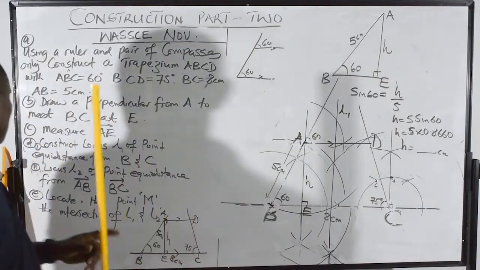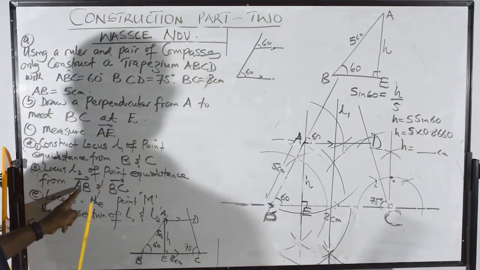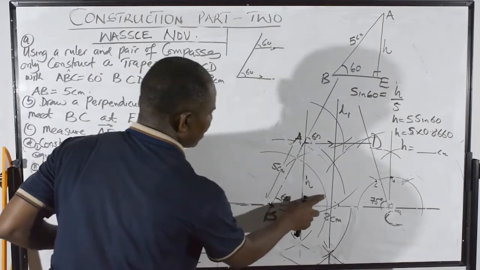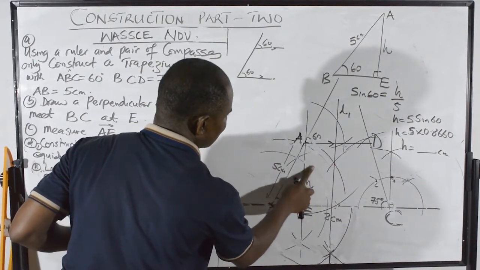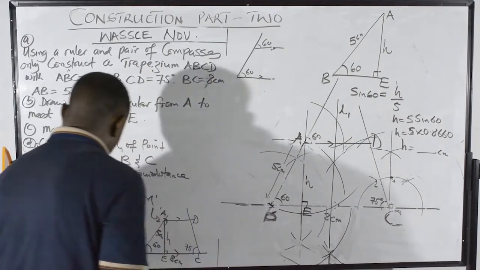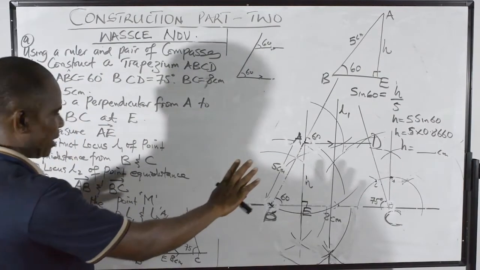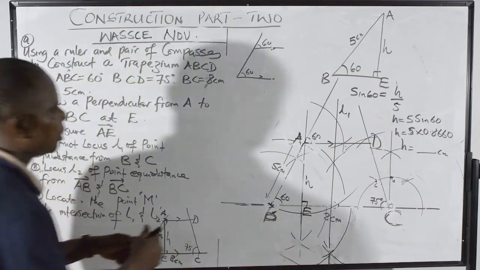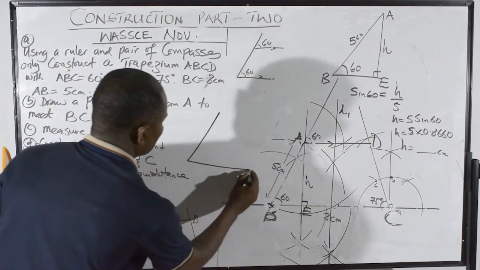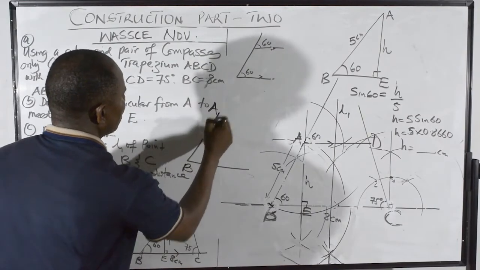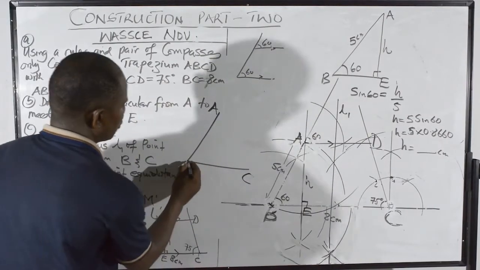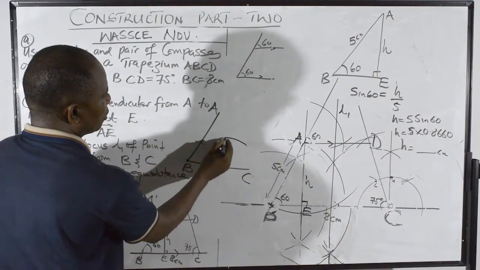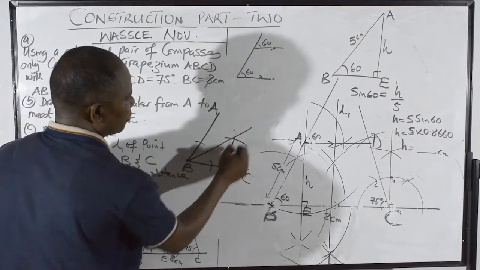It says locus L2 of point equidistant from AB and BC. So it's AB and BC. I've done a lot of arcs here, so let me reduce some of the arcs so you'll be able to see what I'm doing. It's messy right now, but I can still manage to get you the locus of AB and BC. It's going to be between this and this. This is B and A, this is C. What I'm doing here is to stand here and strike an arc, move there and cut, move there and cut. That is the locus I'm trying to construct.